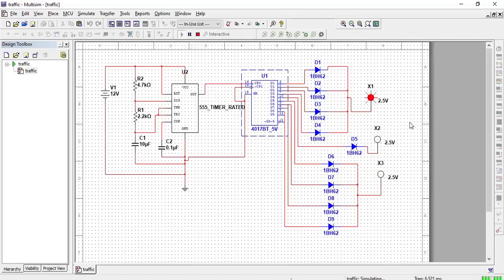The lights are gone. After a few seconds it's red, and then it will be green and then it will be yellow.